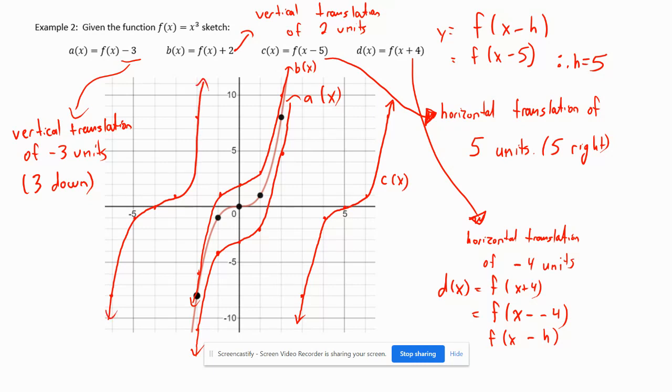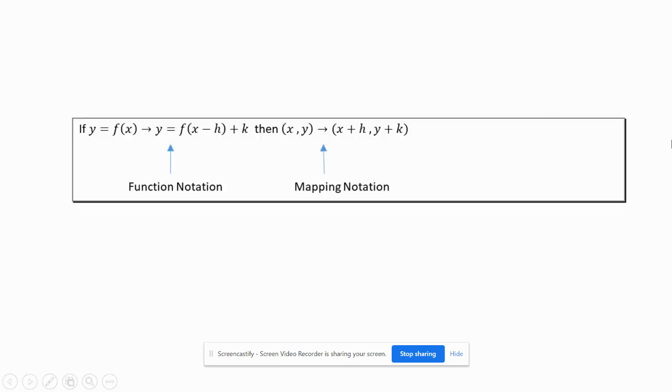And that's going to be this guy over here. So this is our d of x graph here. All right, guys, so hopefully that makes sense for how these translations work. So let's move on to the next example.